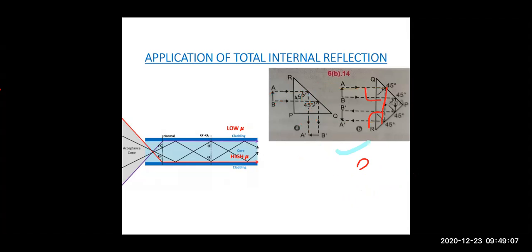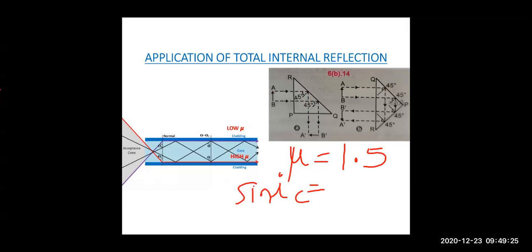So this happens, children, because these are glass prisms. The refractive index of glass, that is mu, is 1.5. So the critical angle we can find out: sin IC equals 1 upon 1.5, and IC will be equal to sine inverse of 1 upon 1.5, and that comes out to be 42 degree. So IC is 42 degree.